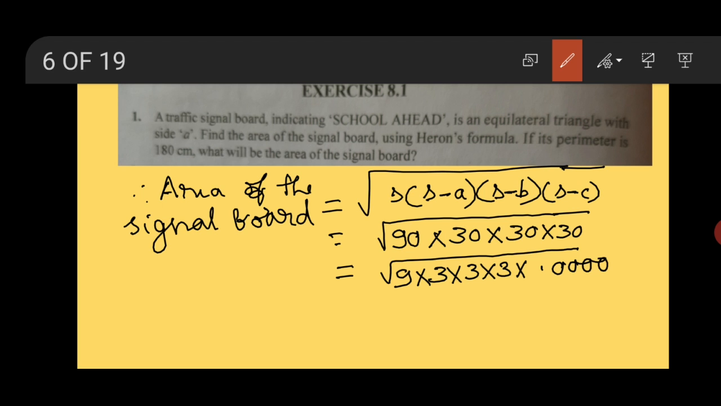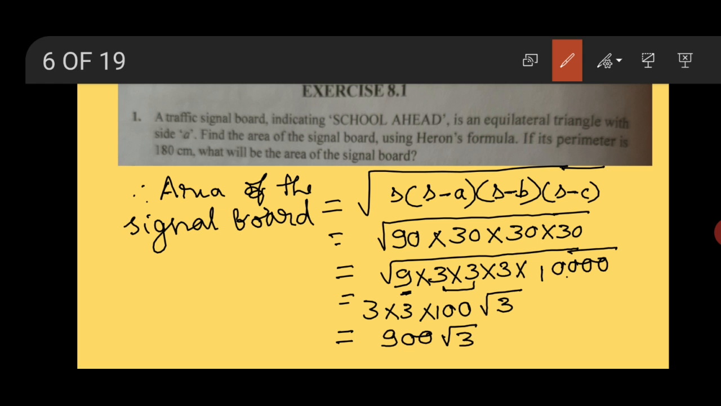So 4 zeros followed by 1. This is one perfect square number, and this is also a perfect square number. The square root of 9 is 3, again the square root of 9 is 3. Then the square root of 10,000 is 100. What is remaining inside the square root? Only 3. So 3 times 3 is 9, and 9 into 100 is 900 square root of 3 square centimeter.